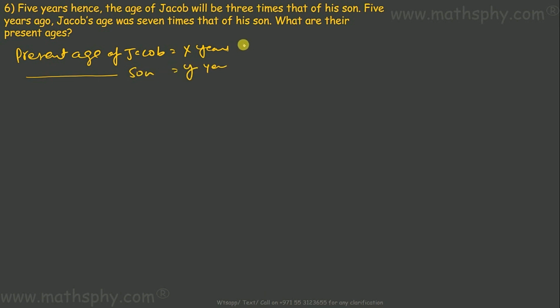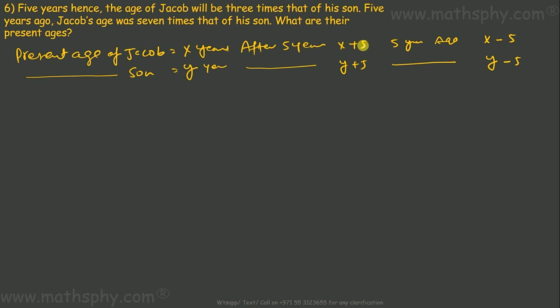So after five years, Jacob's age would be x plus 5, and son's age y plus 5. Okay. 5 years ago, what was Jacob's age? x minus 5. 5 years ago, what was his son's age? y minus 5. Now, it says 5 years after, the age of Jacob will be 3 times that of his son. It means x plus 5 is 3 times y plus 5.